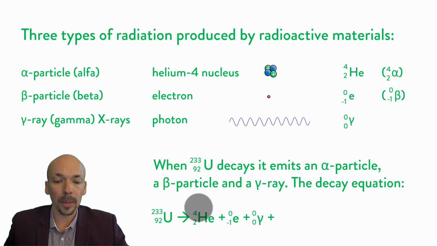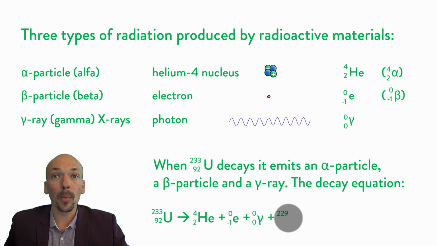And the rule is that if we add all numbers here, it should equal to 233. And the same down here. If we add all these numbers, it should add to 92. So first the top. We have 233, 4 already left, and the rest is still in this particle. So this particle has a mass of 229.